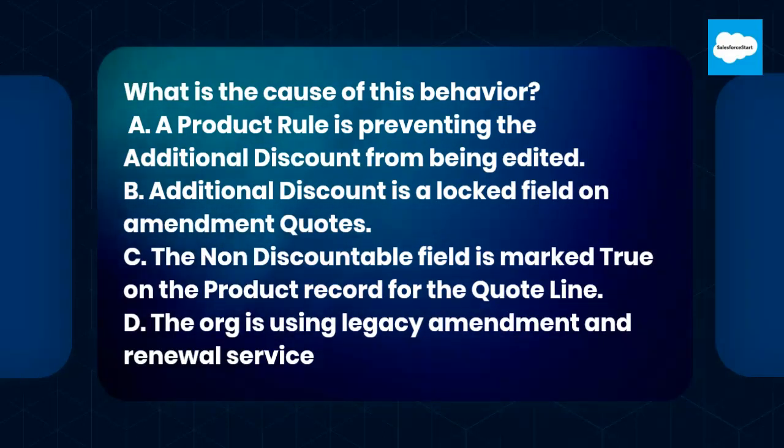A. A product rule is preventing the additional discount from being edited. B. Additional discount is a locked field on amendment quotes. C. The non-discountable field is marked true on the product record for the quote line. D. The org is using legacy amendment and renewal service.